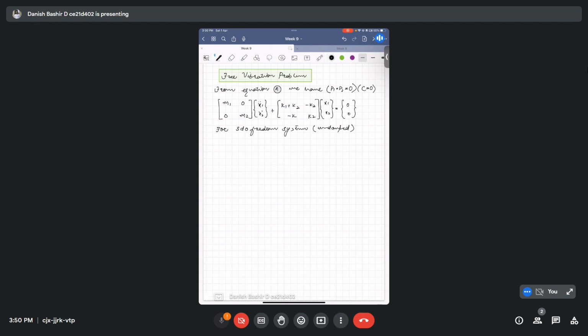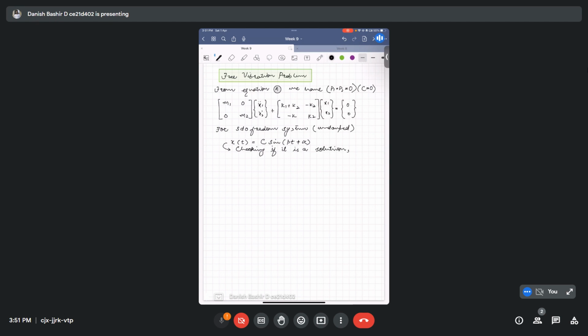We will assume that the solution of the above equation system, x of t, is given as C sine of pt plus alpha. We will just make an assumption like this, and then we will check if it is a solution.